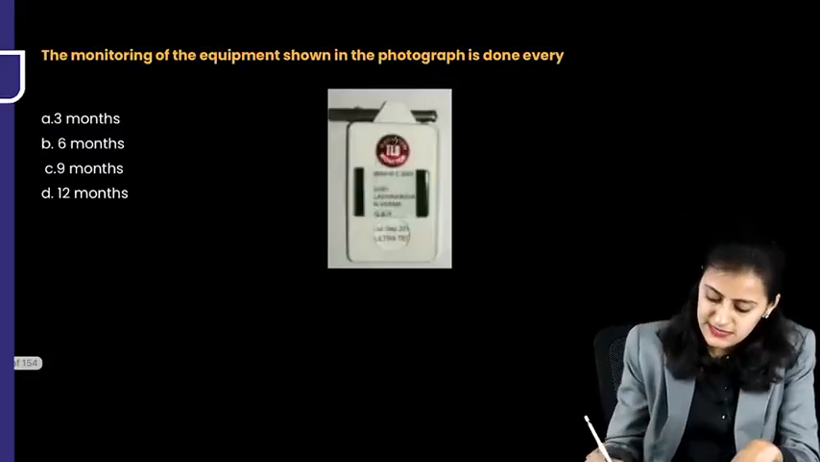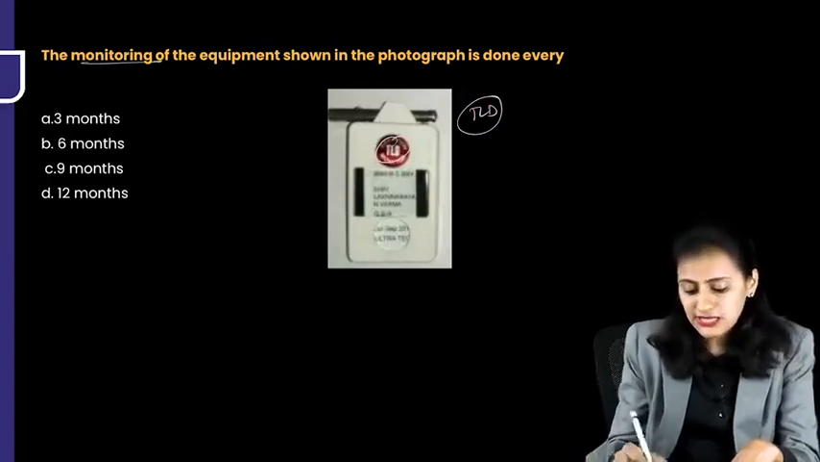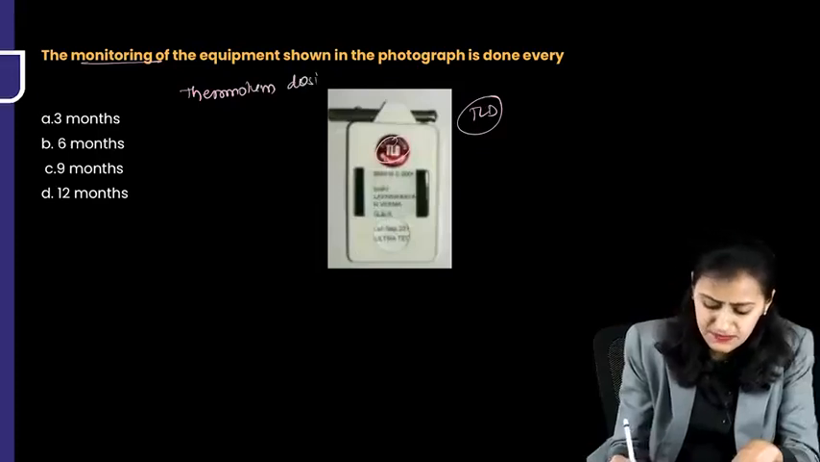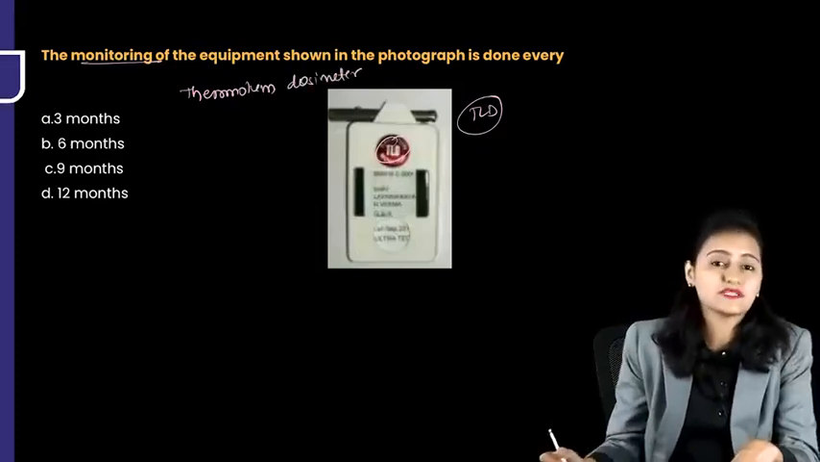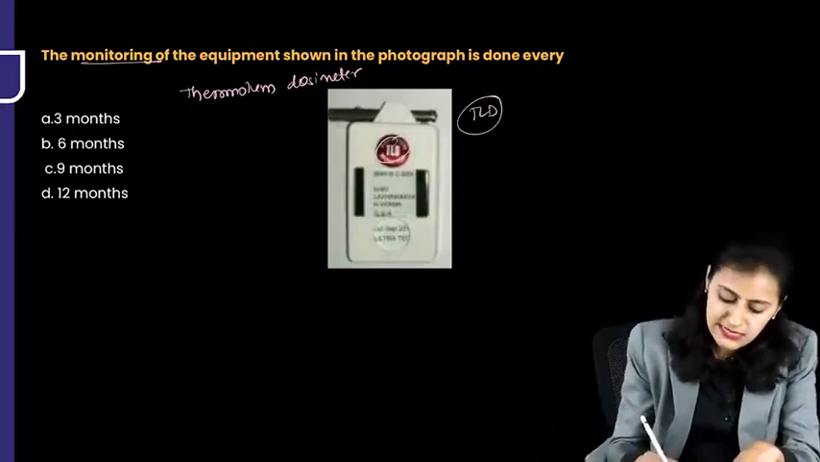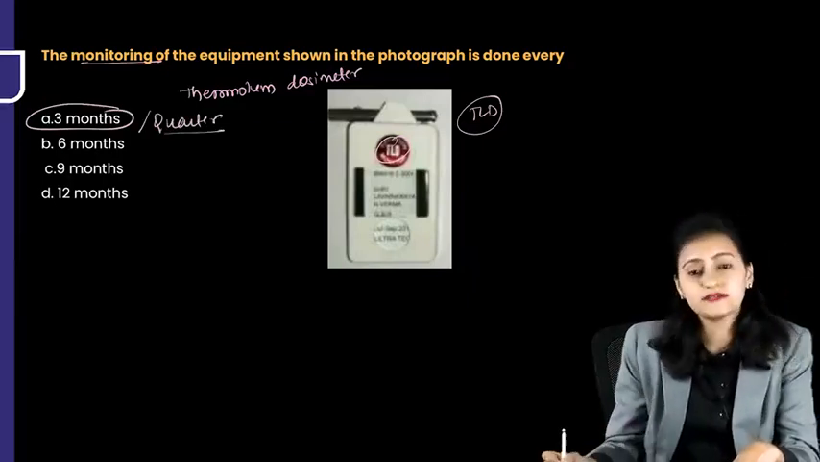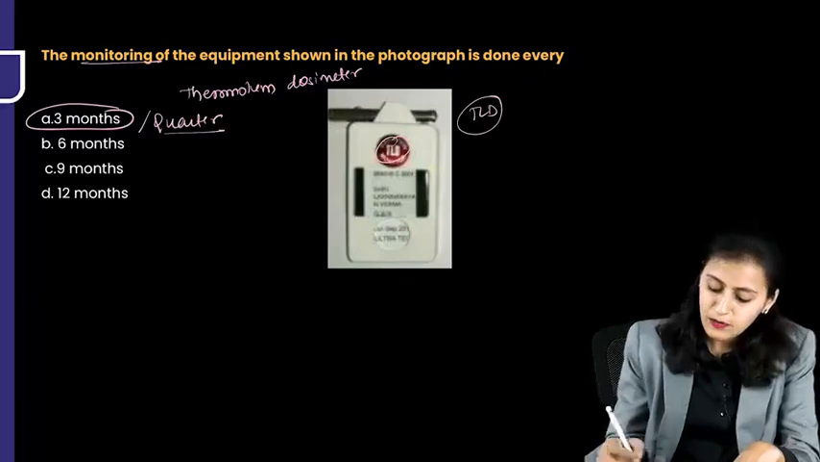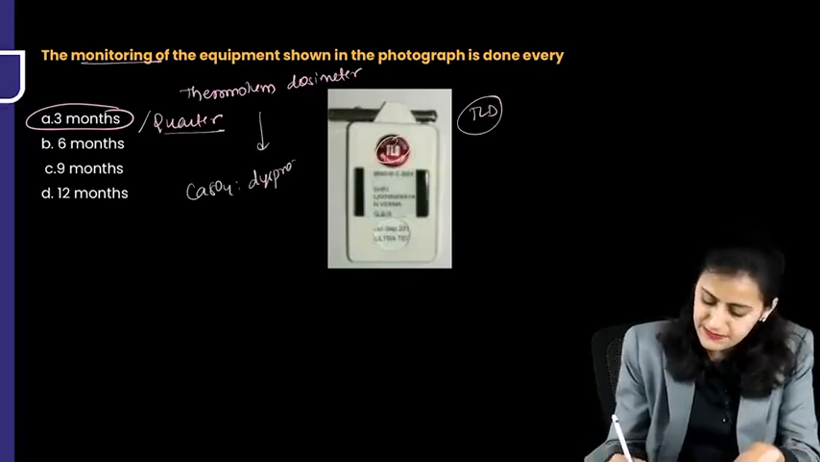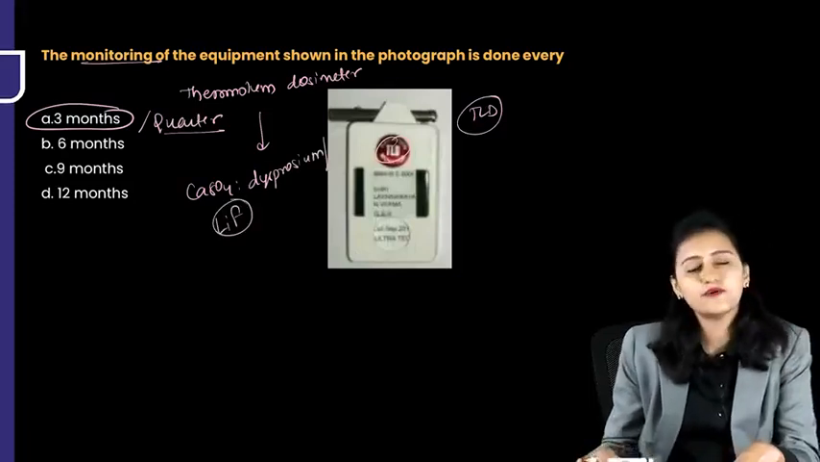Next one, what is this? This is a TLD badge, and how frequently do we monitor this equipment? So TLD, that is thermoluminescent dosimeter. This is a thermoluminescent dosimeter which measures the dose of radiation exposure in the occupational workers, and this is monitored every 3 months, that is every quarter of the year. What is it made up of? Calcium sulfate dysprosium. It is made up of calcium sulfate dysprosium in India, or it could be lithium fluoride also.